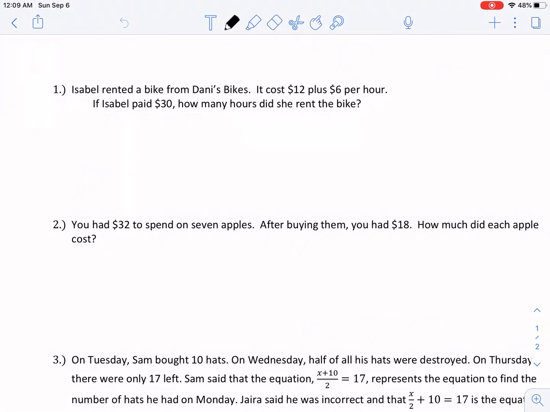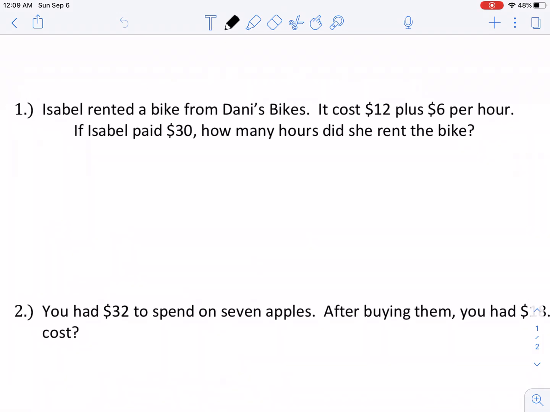Okay, so we're going to be looking at more word problems, specifically ones similar to those on the test. In the first example, Isabel rented a bike from Danny's Bikes. It cost $12 plus $6 per hour. If Isabel paid $30, how many hours did she rent the bike?